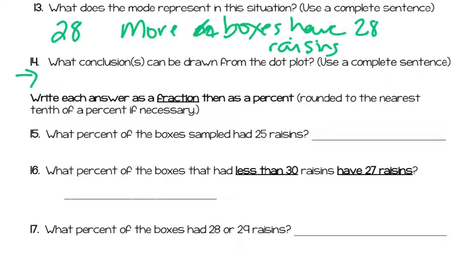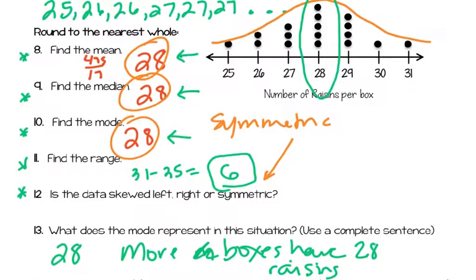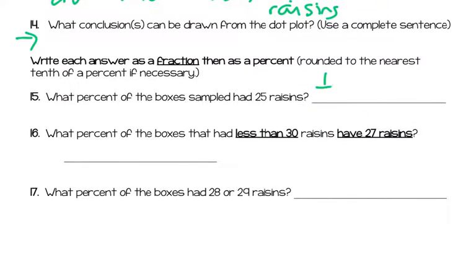Okay, the last part, write each answer as a fraction and then as a percent. So what percent of the boxes sampled have 25 raisins? So if we look back at our dot plot, we only had one box with 25 raisins, so it was 1 out of 17. And so you're going to turn that into a percent. And so that percent is 5.9%, rounded to the nearest tenth of a percent.